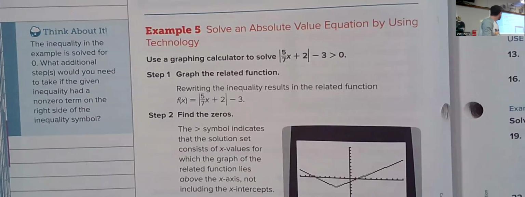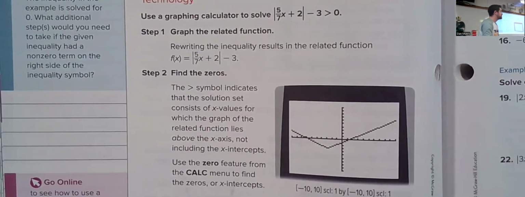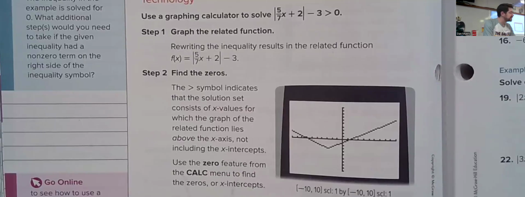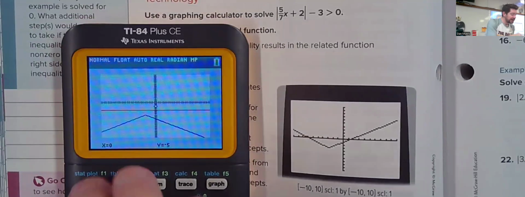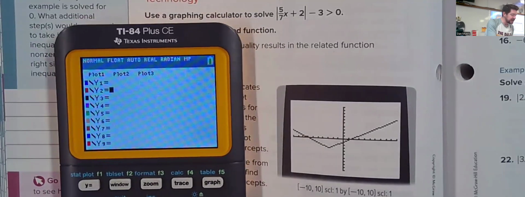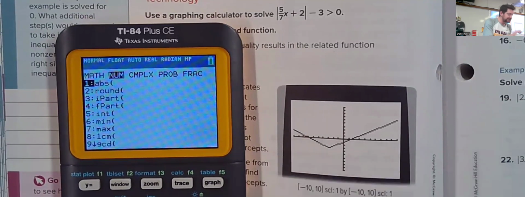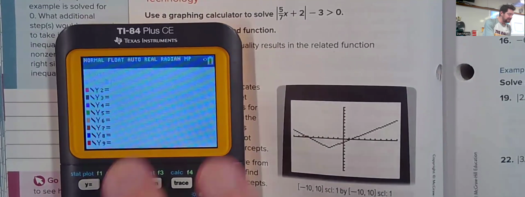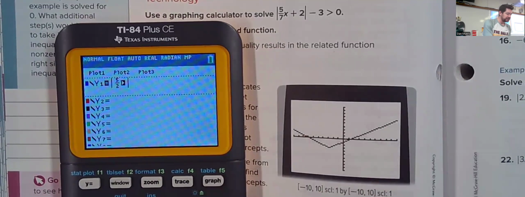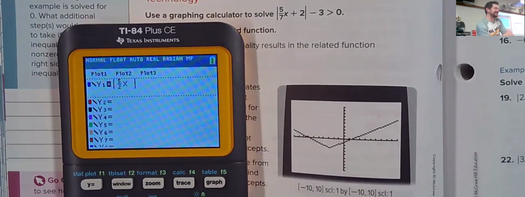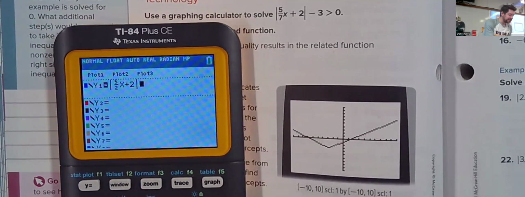And this says to use a graphing calculator to solve where the absolute value of 5/7 x plus 2 and then -3 is greater than 0. So I'm going to head on back here to my y equals, delete that, clear that out. All right, math, number, absolute value, math, fraction, n over d, 5/7. Scroll over. Don't forget the x. Plus 2. Scroll outside of the absolute value, -3.